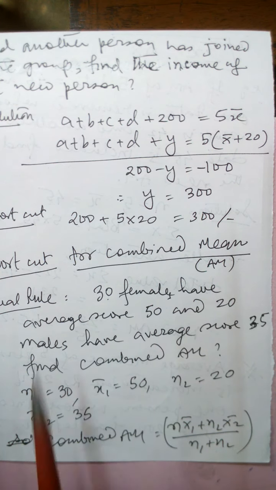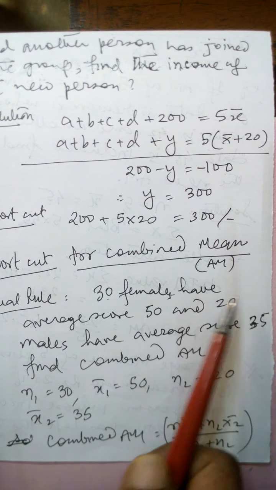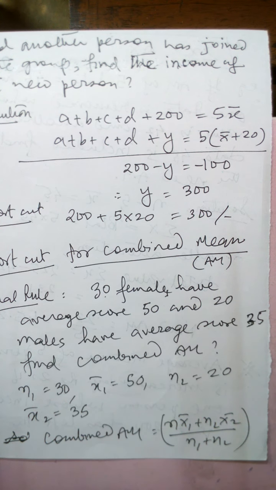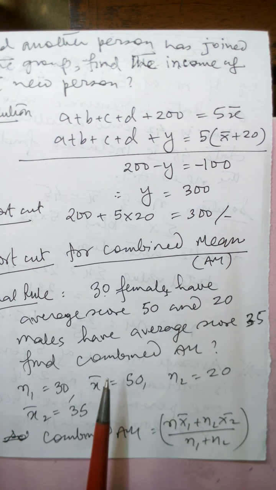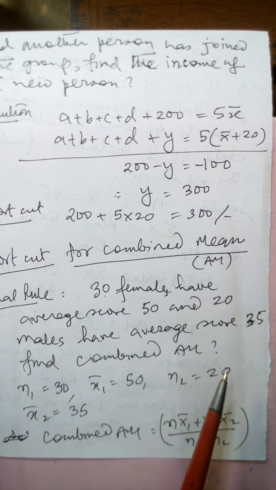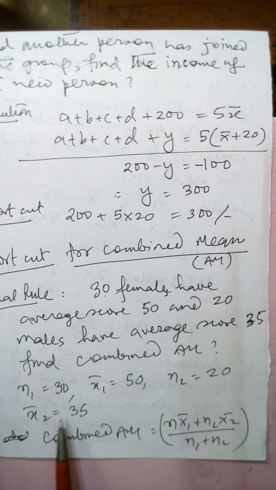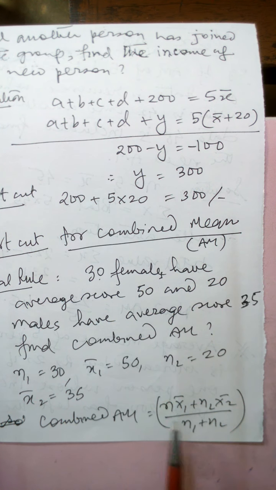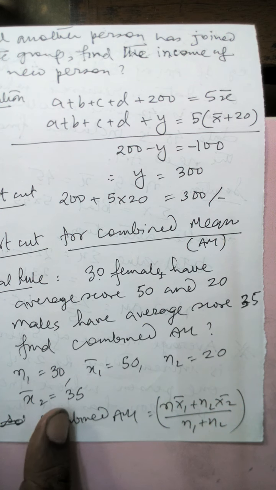30 females have average score 50 and 20 males have average score 35. The combined arithmetic mean क्या होगा? It's a very common question. We have already done this. Number of persons in one, which are female, n1, and mean is 50, and n2 is male, 20, and average is 35. So how will you find it? (n1 x1 bar + n2 x2 bar) / (n1 + n2). It looks very handy because we know this formula.